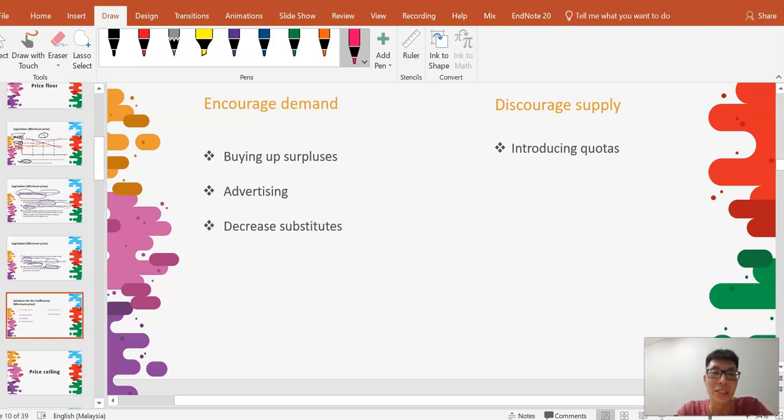Obviously, for other products, it will just be advertising the product, right? The last one is to decrease substitutes. How do we decrease substitutes? What is the substitute for local? It is foreign. Does it make sense?